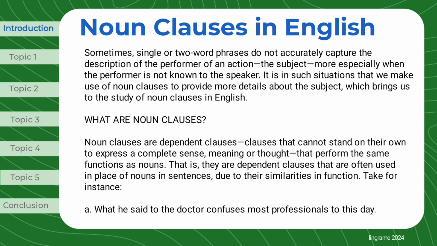What are noun clauses? Noun clauses are dependent clauses, clauses that cannot stand on their own to express a complete sense, meaning or thought, that perform the same functions as nouns. That is, they are dependent clauses that are often used in place of nouns in sentences, due to their similarities in function. Take for instance, what he said to the doctor confuses most professionals to this day.